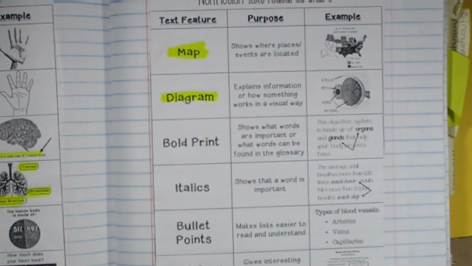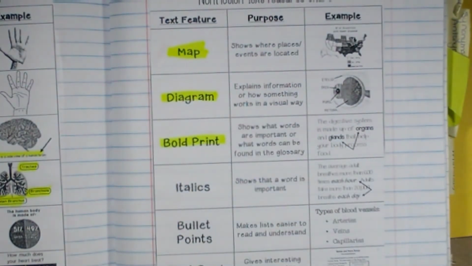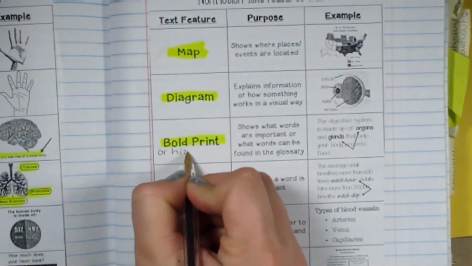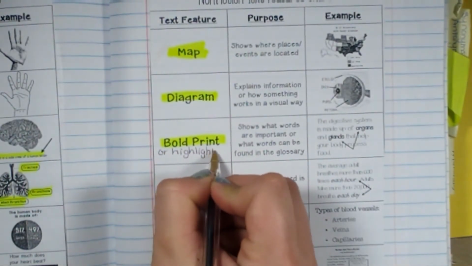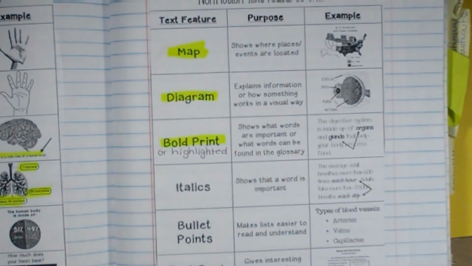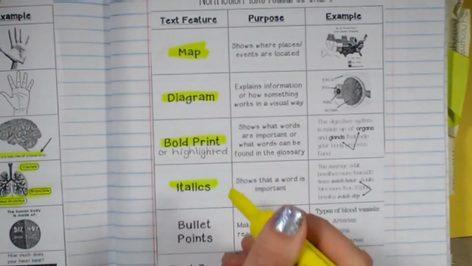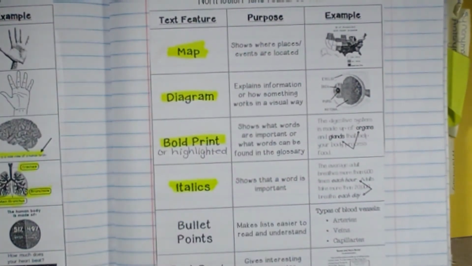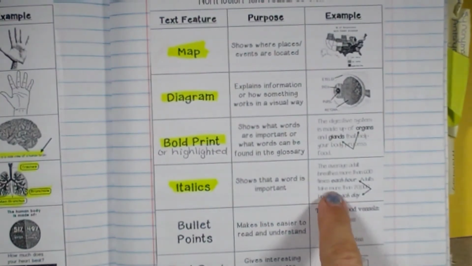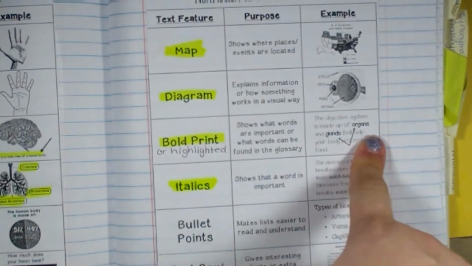Bold print are the dark words. They can also be highlighted. If the author wants the words to stand out in some way, whether they're highlighted or they're bold or they're larger text size, that means that they're important. You could probably find them in the back in the glossary, but it's something that you need to take note of because the author did that for a reason. Italics, when used in narrative text, shows thoughts. But when it's used in informational text, it shows that the word is important, just like if it was highlighted or if it was bold.